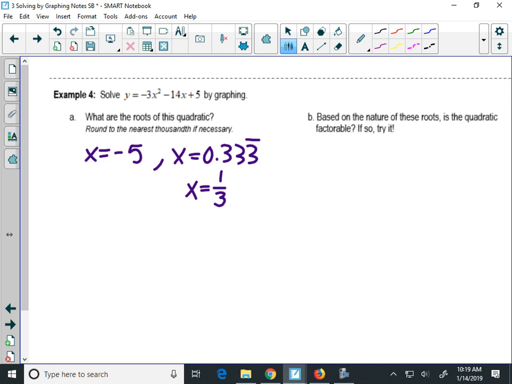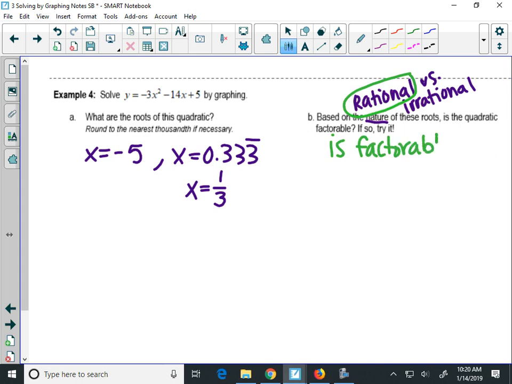Now, it says in part B, based on the nature of these roots, is this quadratic factorable? Well, the nature of the roots means, is this rational? Are the roots rational, or are they irrational? Negative 5 and 1/3 are rational numbers. Now, when I have rational numbers, that means that my quadratic is factorable. Okay, and let's see why that's the case.